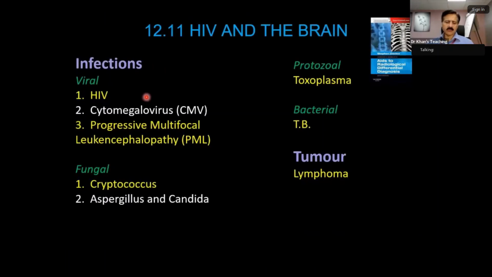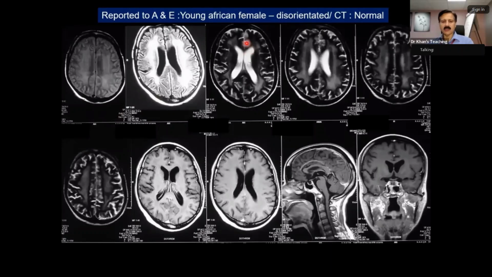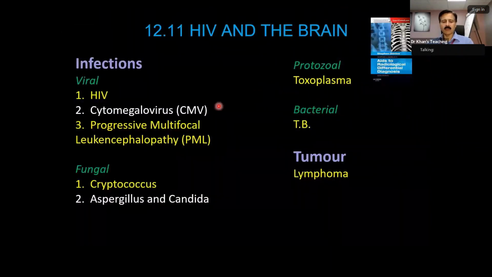Now, this differential also tells you what kind of things you should remember in HIV. There is infection and tumor. As far as infection is concerned, there can be HIV encephalitis. There can be CMV encephalitis. Both of them, the point to remember is that they will have what we call dirty white matter. So the whole of the white matter has got this kind of confluent finding.